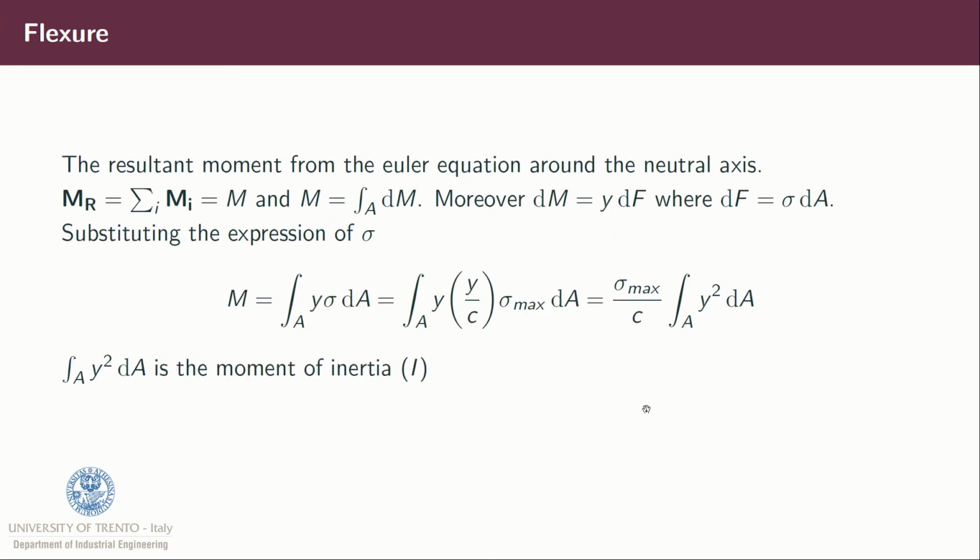We can also write down the Euler equation and write down that the resultant moment M_R is equal to the sum of all the moments, and it is equal to M, the applied moment.